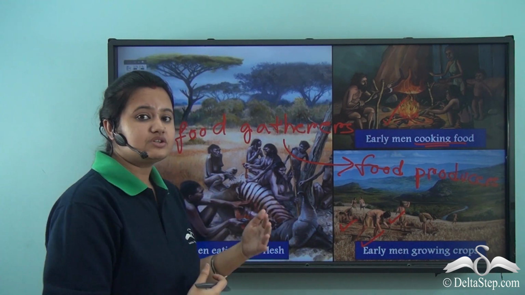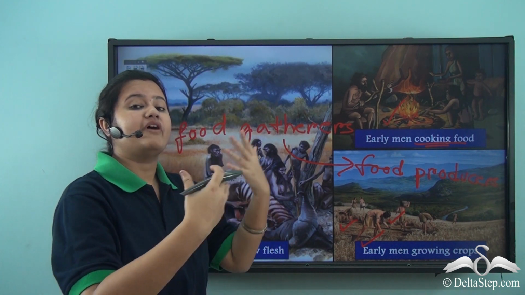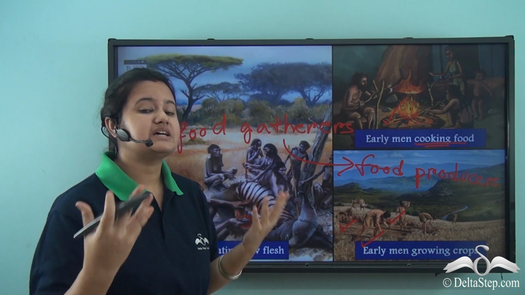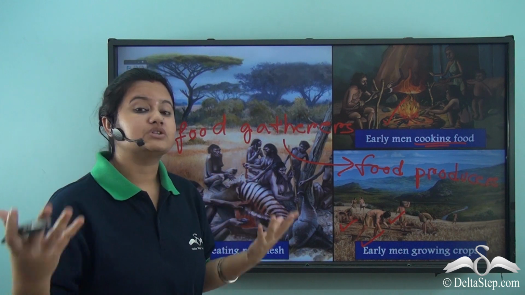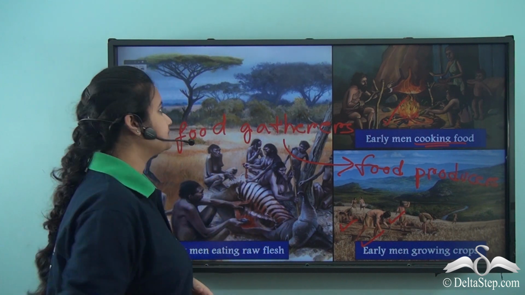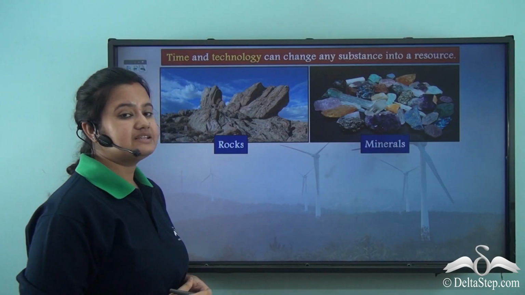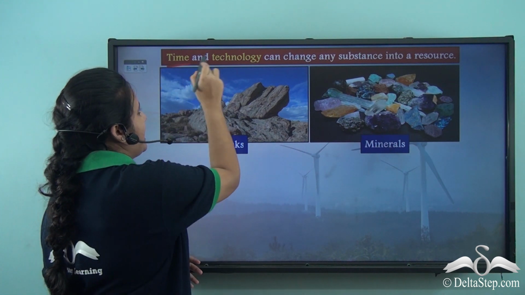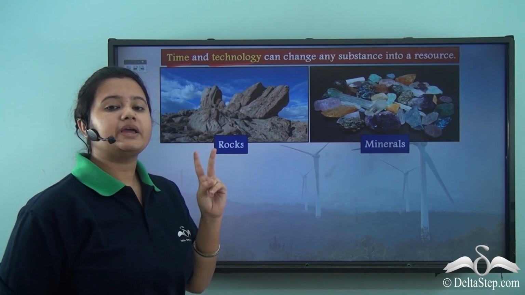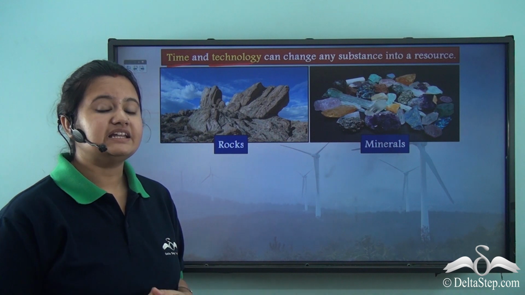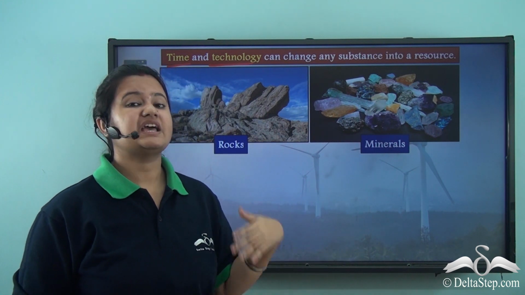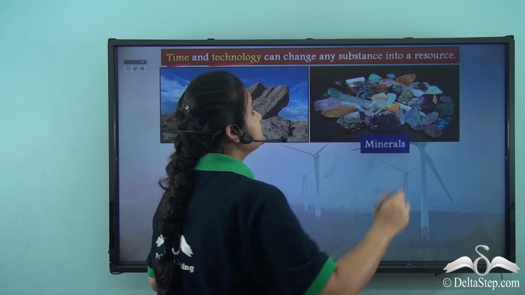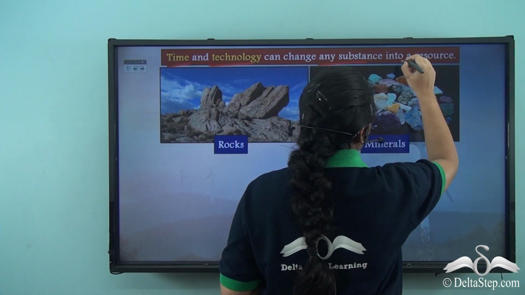Thus, resources became more valuable to them, and with time and technology, early men led to better utilization of resources. Thus, we find that time and technology are the two important factors that can lead to better or optimum utilization of resources. In other words, they can change any substance into a resource.